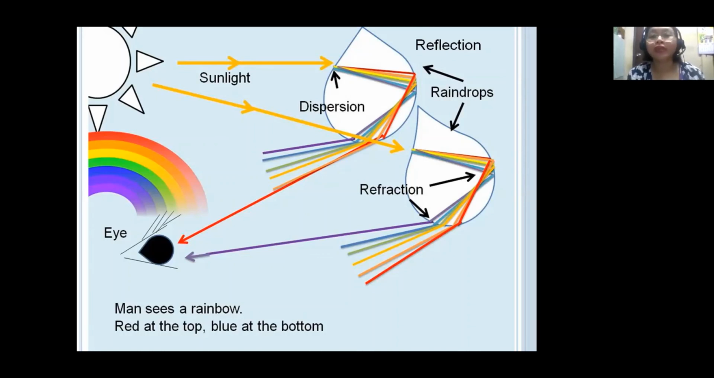Okay, so this is why we see rainbows. Okay, important yung droplets. You can also see a rainbow dun sa fountains and waterfalls. Okay, as long as there is water droplets, magkaka-rainbow. And of course the light.